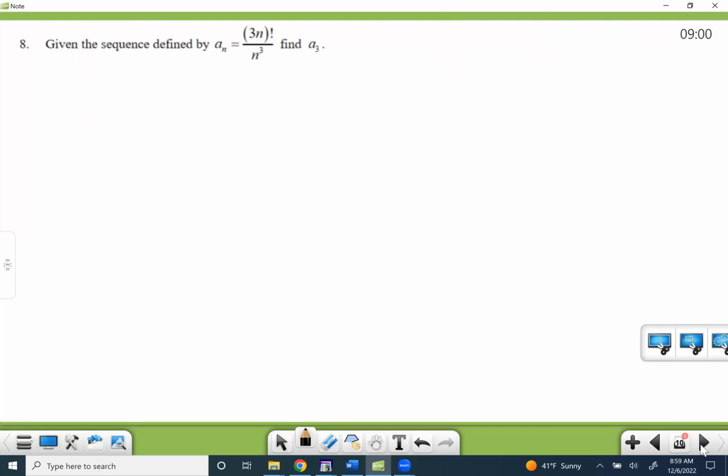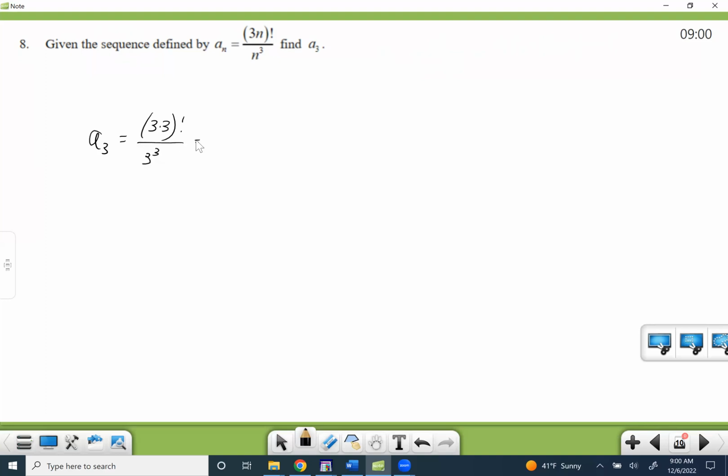Given the sequence defined by blah, blah, blah, find a sub 3. Now this is an explicit formula, our best kind, because I can just plug in 3. Notice that this term isn't defined by other terms. This term is defined by n, not a sub n. Okay, so that means this is explicit. So I can go right away to just finding the third term by plugging in 3. So I'm going to substitute in a 3 for all of my n's.